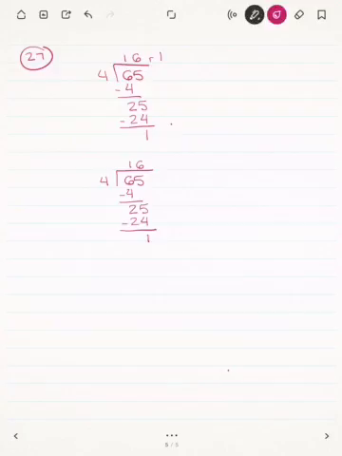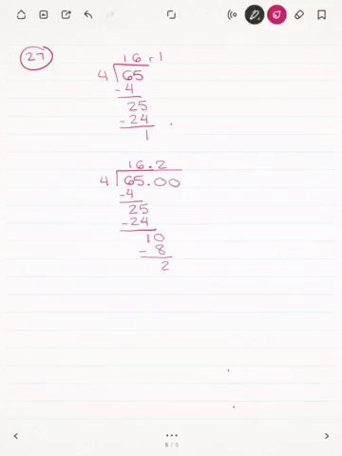Okay, 25 minus 24 is 1, but this time I'm going to write my answer as a decimal, so I'm going to add a decimal point and a 0. So now I'm going to bring down that 0. 4 goes into 10 2 times. 2 times 4 is 8. 10 minus 8 is 2.